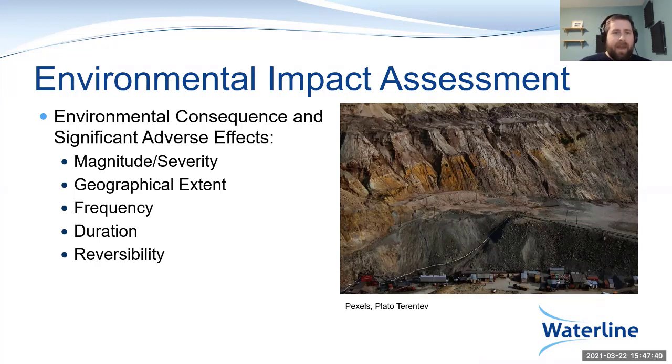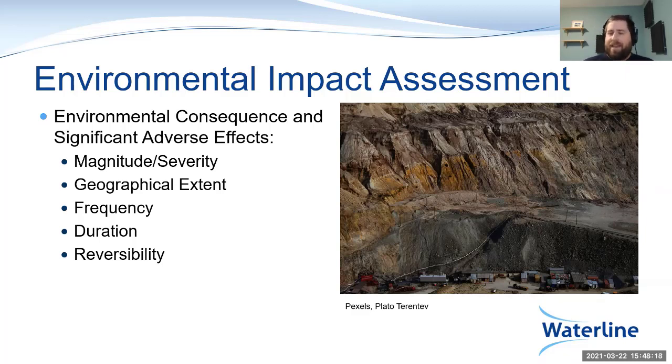mitigations are applied. And so in these environmental consequence tables, you're looking at magnitude and severity, geographical extent, the frequency of the effect, the duration, and the reversibility. And for each of these, in a particular region, in a particular jurisdiction, you'll probably see a very similar approach applied to each of these five bullets. For example, magnitude of severity will be based on the percentage of the local study area that's being affected. Or the geographical extent: is it limited to just the local study area, or are there potential offsite consequences?